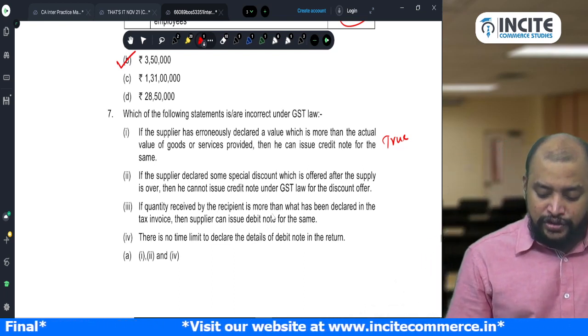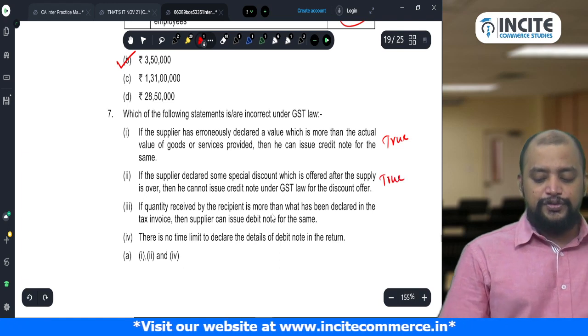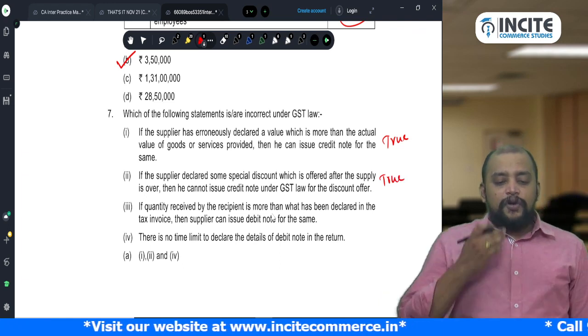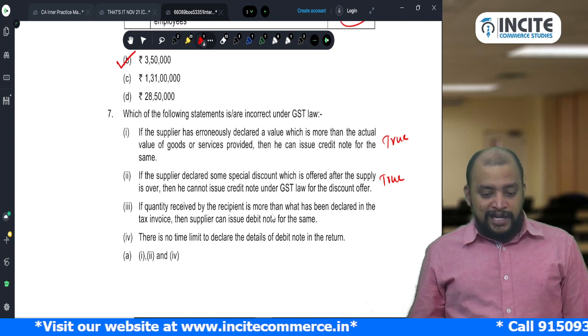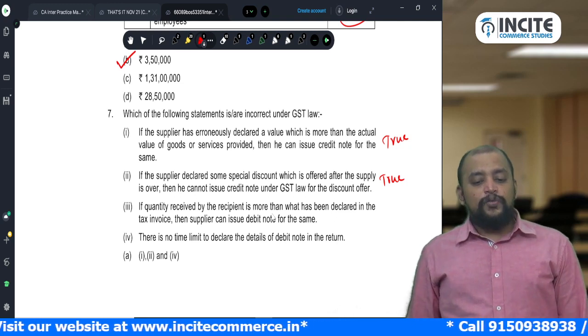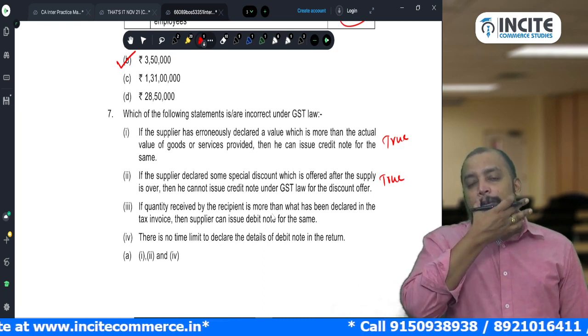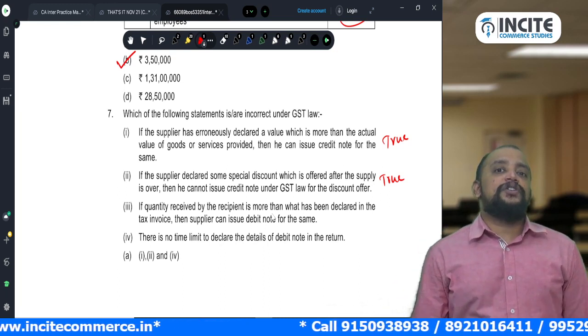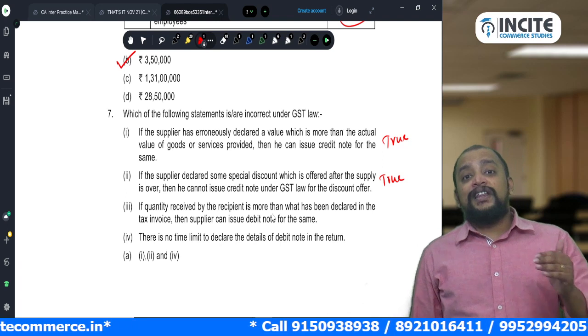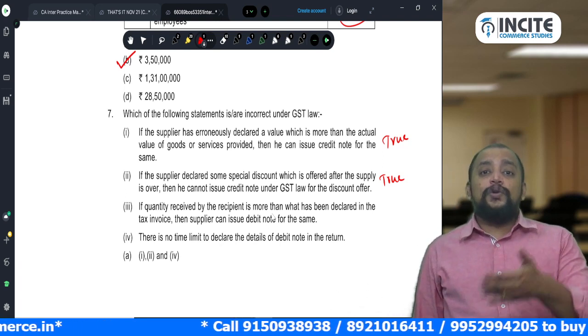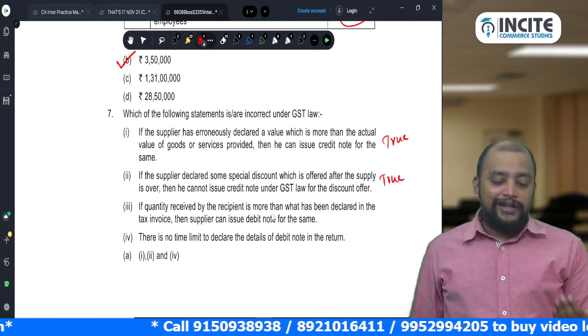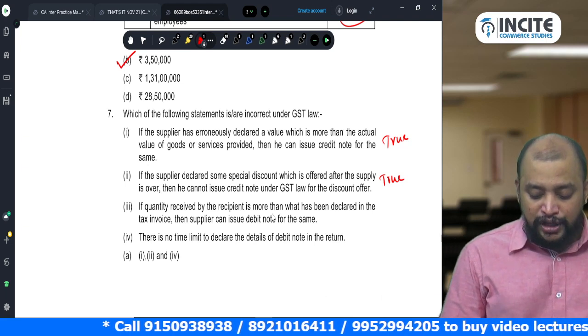Cannot issue credit note. That's also true. This is also a true statement. If the quantity received by the recipient is more than what has been declared in the tax invoice. Okay, so compared to the tax invoice, the quantity received by the recipient is more. Means for the excess quantity, we need to collect the GST, correct? So for that reason, the supplier can issue a debit note for the same.